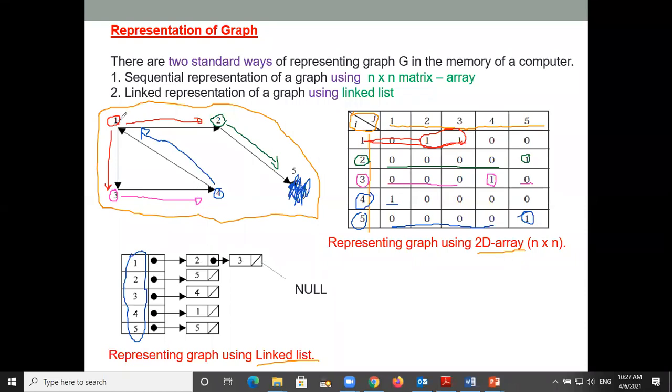Number 1 is pointing to number 2 and number 3. So just write here, number 2 and number 3. Then the last one, you must draw like this. The last one, you must close because there is no more pointing.